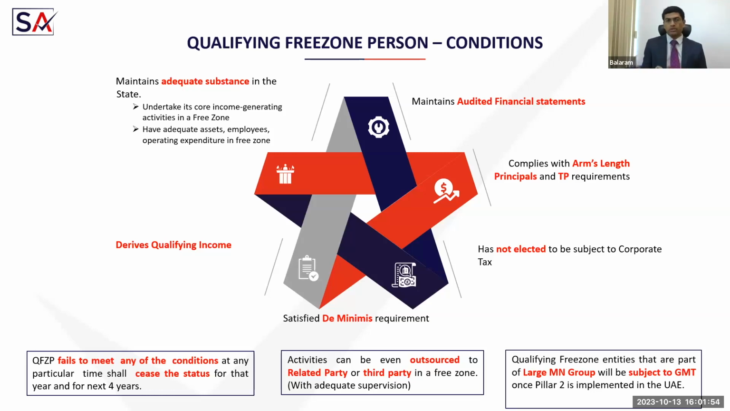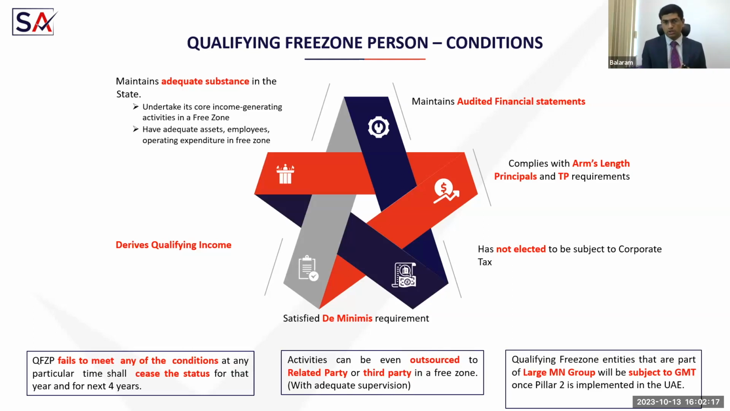And as I mentioned, the substance is what is required to be maintained in the free zone. This substance can be taken care of either by your own company, which is a free zone company, or you can outsource this to a related party or a third party. But that related party or third party should be located in a free zone, and they should be able to take care of this particular compliance.